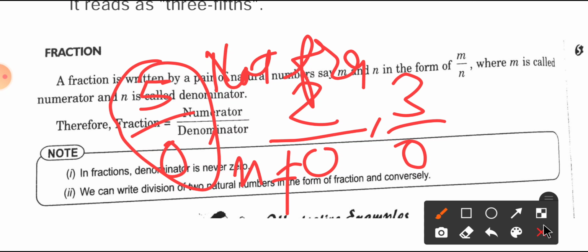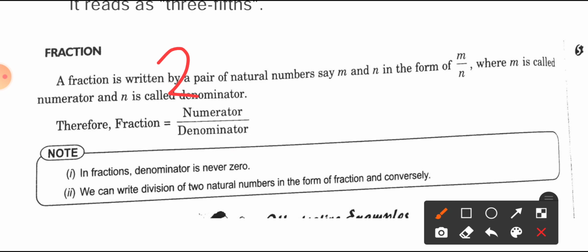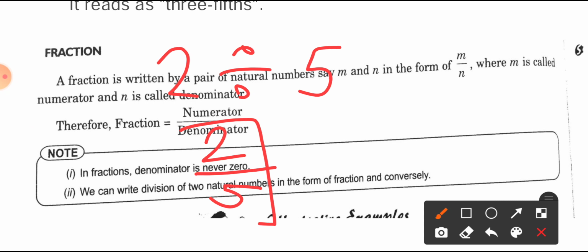We can write division of two natural numbers in the form of a fraction, and conversely. It means if it is given as 2 upon 5, you can write it as 2 by 5. And if it is given as 2 by 5, then you can write it as 2 divided by 5. Both are equal.